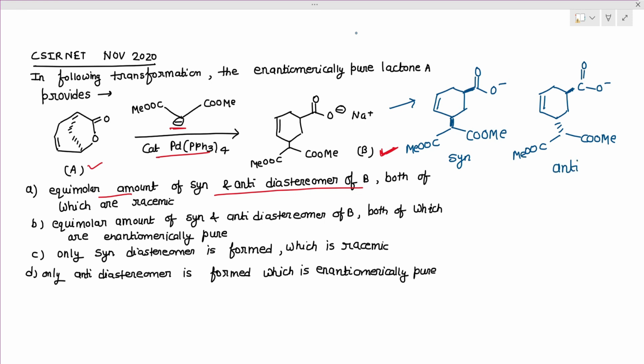Now each of them can have their mirror images. It means they can have enantiomers. Both of them can have enantiomers. So first of all, we have to find out whether we are getting this product, or this product, or both. So we will have to understand this concept.